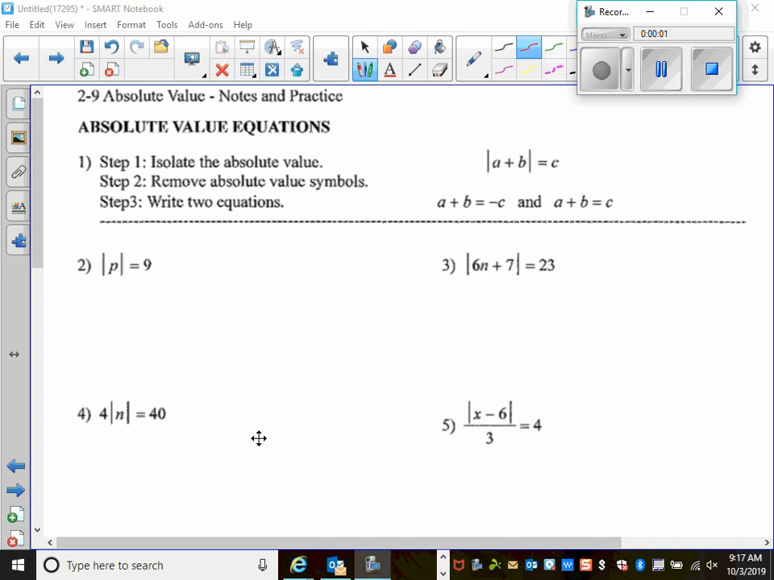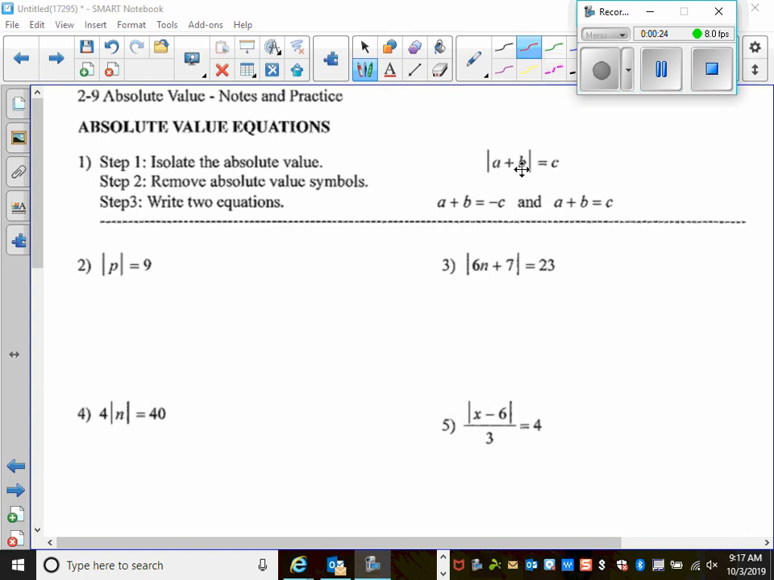31. So we have absolute value equations. Notice here at the top, there are 3 steps. And what's going to end up happening in step 3, you're going to be writing this one equation as 2 equations. So the very first step says isolate the absolute value bars.